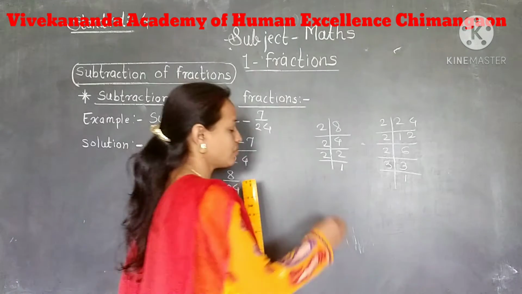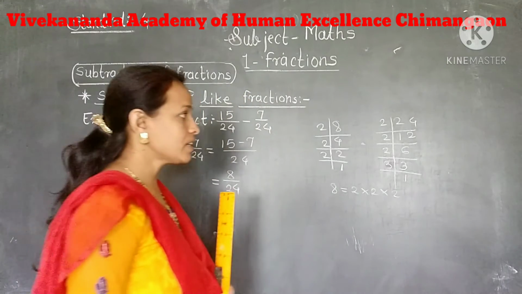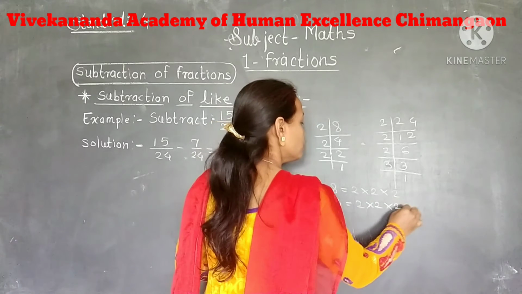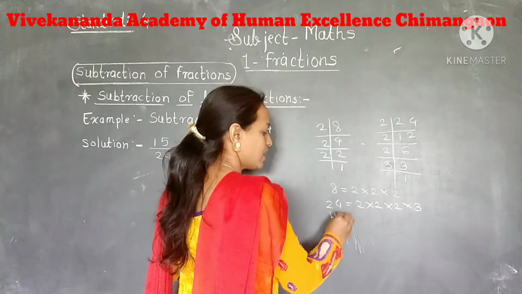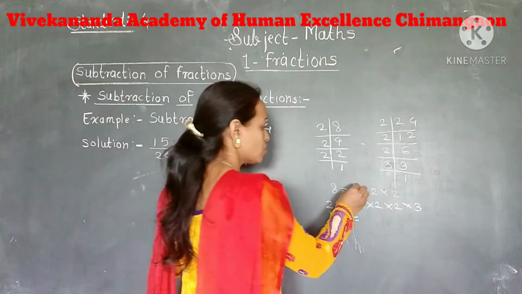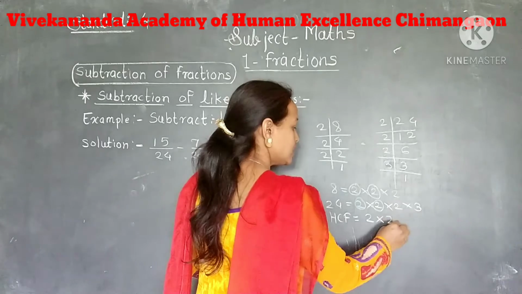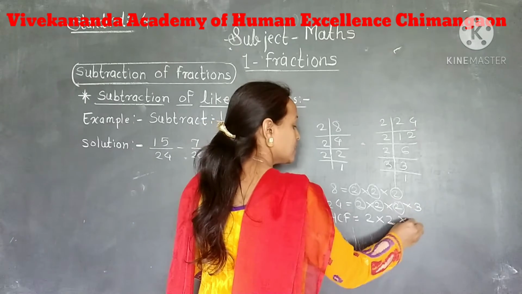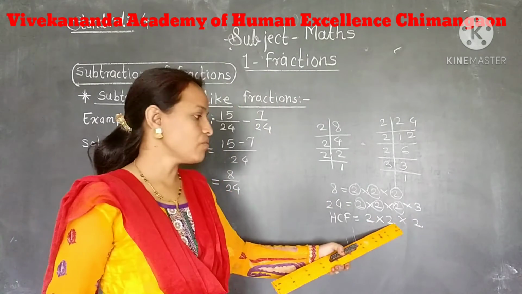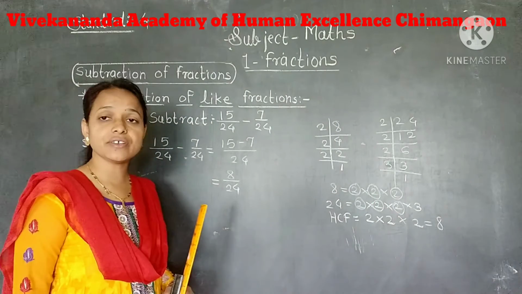Now we find its HCF. Prime factorization of 8 is 2 into 2 into 2, and prime factorization of 24 is 2 into 2 into 2 into 3. Now we have to find its HCF, which means we have to find the common factors and multiply. Here the common factor is 2, then the next common factor 2, so there are 3 common factors. Now we multiply. 2 2s are 4, 4 2s are 8. So the HCF of 8 and 24 is 8.